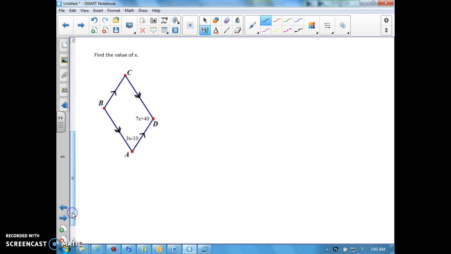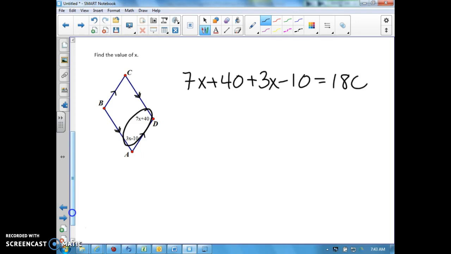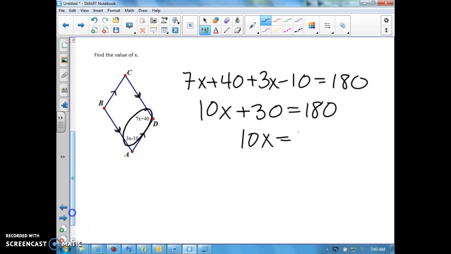Good. All right, this guy, find the value of x. Well, we know that these two angles must be supplementary because they're consecutive angles. So 7x plus 40 plus 3x minus 10 must equal 180. So simplifying that, I get 10x plus 30 must equal 180. So 10x must equal 150. So x must be 15.